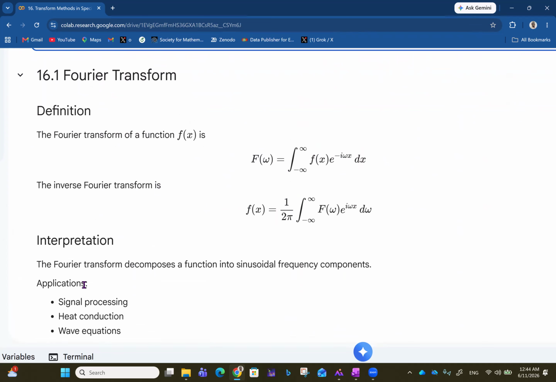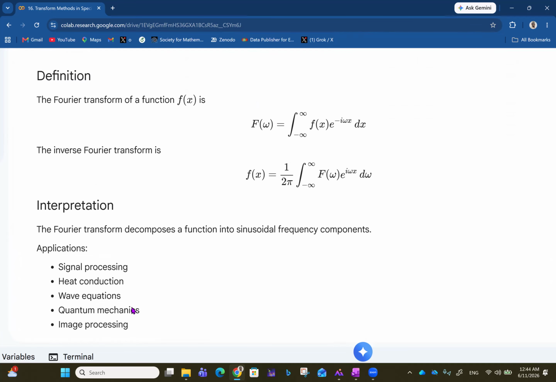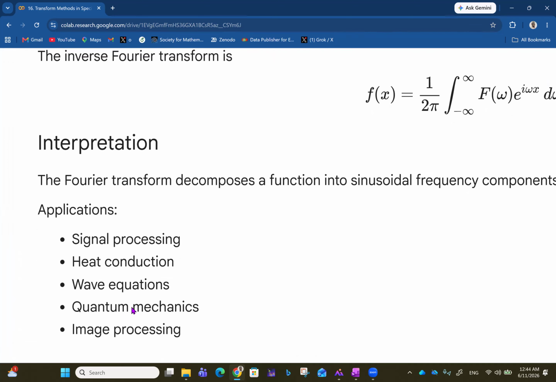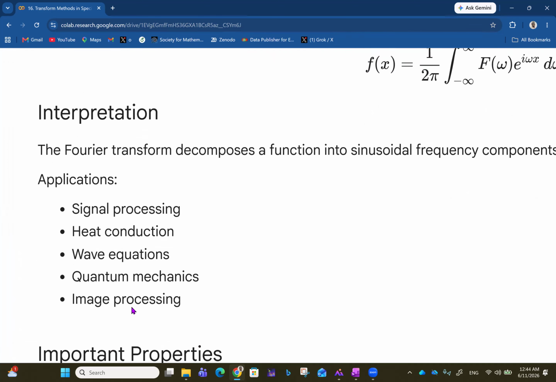So the interpretation: the Fourier transform decomposes a function into sinusoidal frequency components. So you have any function then reduced to sines and cosines like that. And they have applications in signal processing, heat conduction, wave equations, quantum mechanics, and of course, image processing.